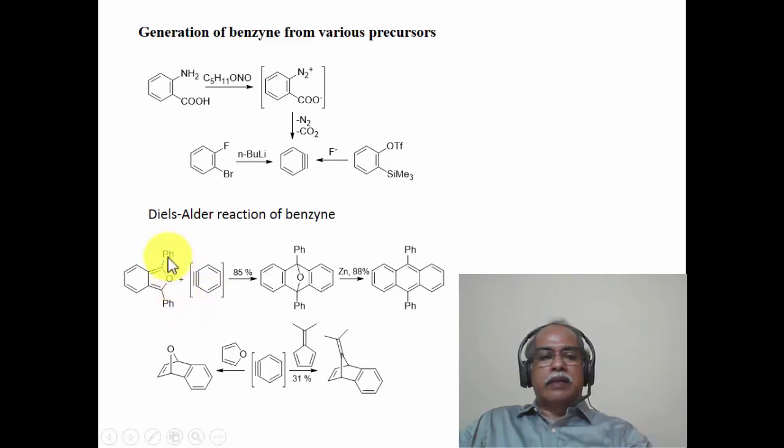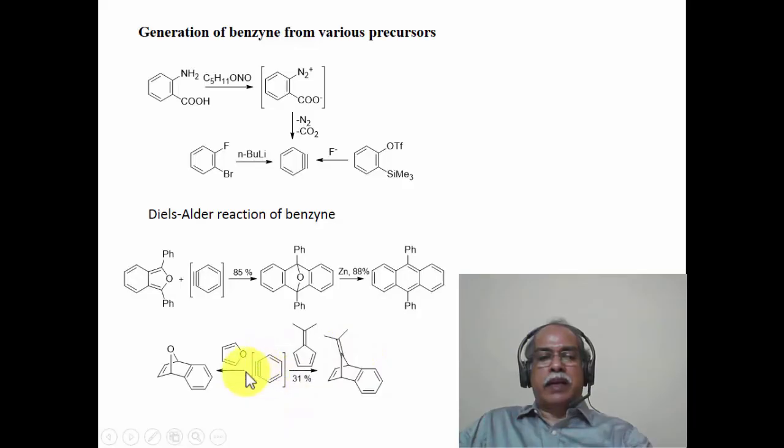In this particular case, the diphenyl-substituted isobenzofuran undergoes the Diels-Alder reaction to produce this bridged bicyclic system. Deoxygenation using zinc produces the diphenyl-substituted anthracene as the final product. So the anthracene can be made by the deoxygenation of this particular intermediate here.